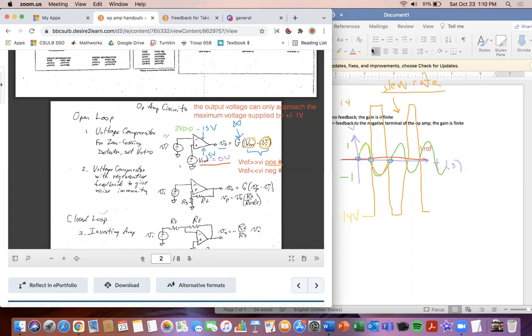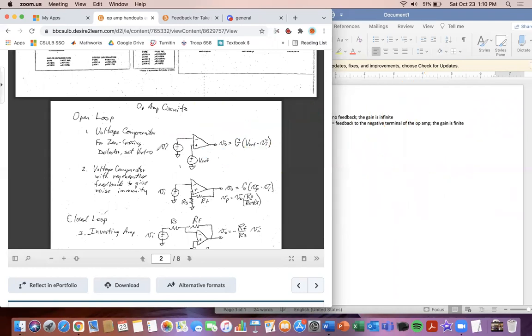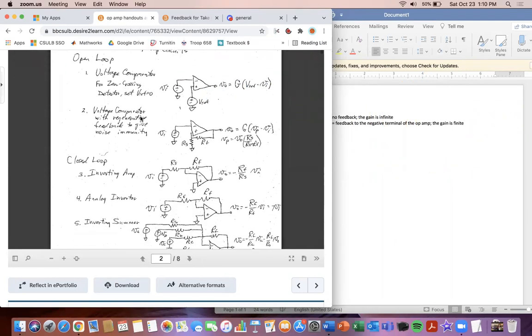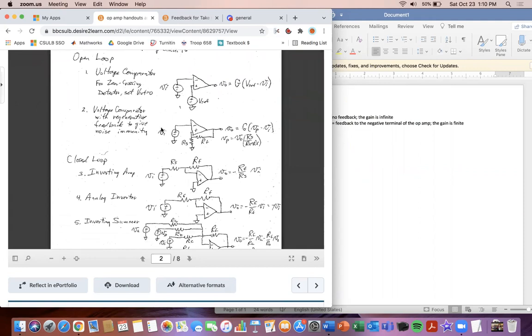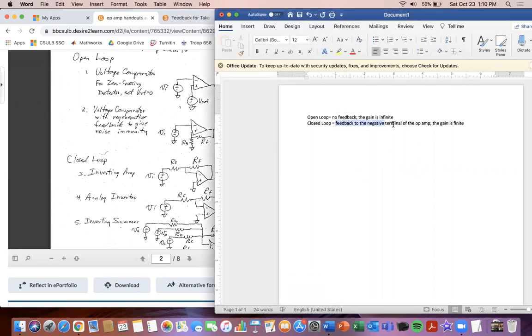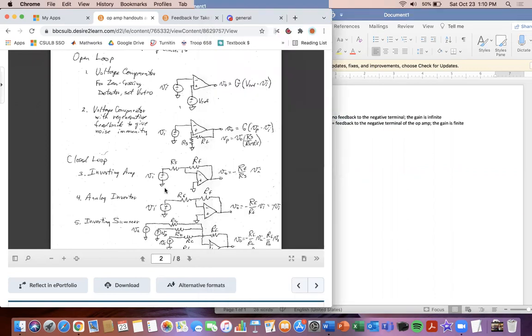Now that we talked about the open loop voltage comparator with zero crossing detector, let's talk about the one with regenerative feedback to give noise immunity. For the next op amp, we can see it has feedback, but it's not to the negative terminal. Since feedback is not to the negative terminal, we know it's going to be open loop. There's no feedback here to the negative terminal, if you want to be precise.